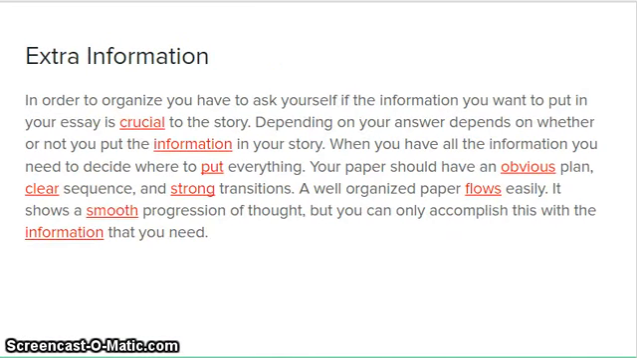In order to organize, you have to ask yourself if the information you want to put in your essay is crucial to the story. Depending on your answer depends on whether or not you put the information in your story.